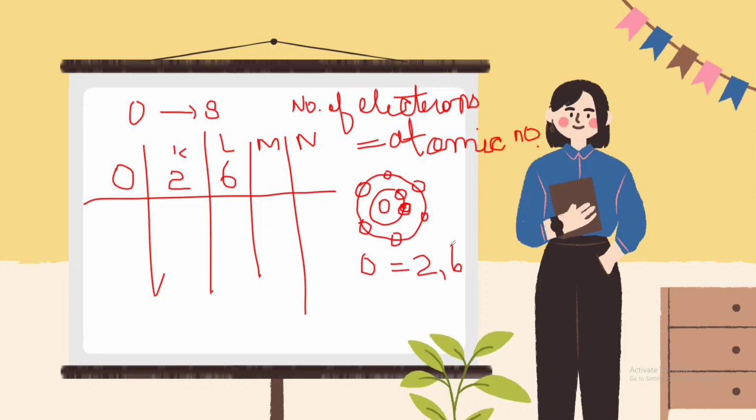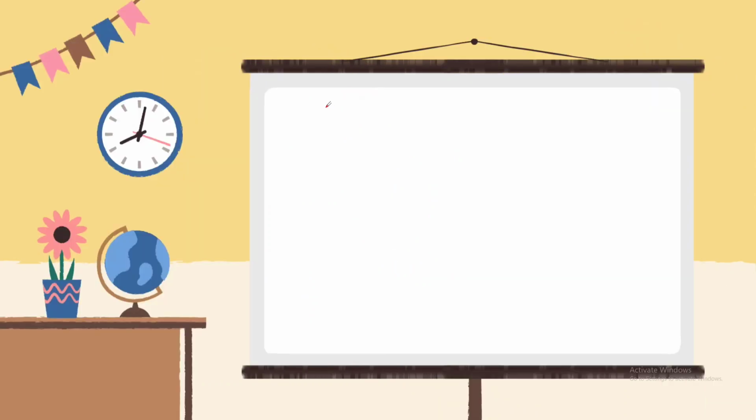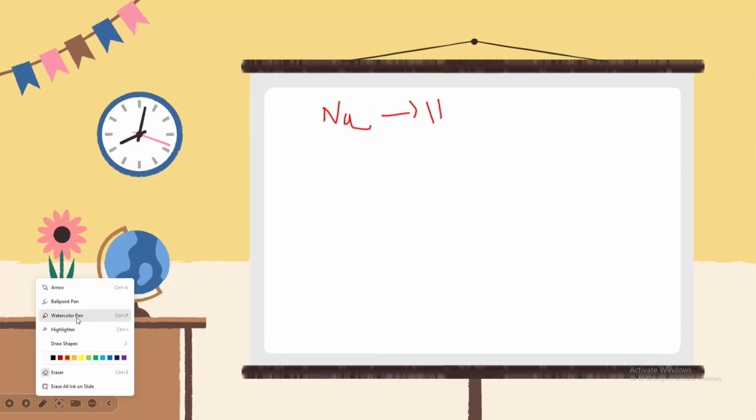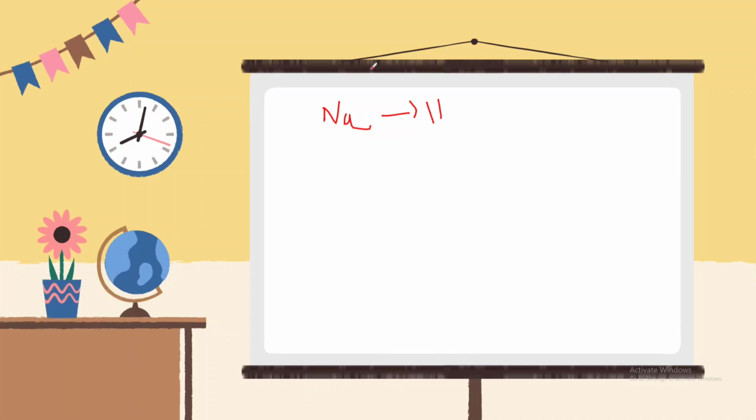Let's see one more example. This time we will be seeing sodium. So the atomic number of sodium is 11, right? So the number of electrons is also 11. Let me just erase this extra line. Yes. So the number of electrons is also 11 when we make the table now, and start filling this table.